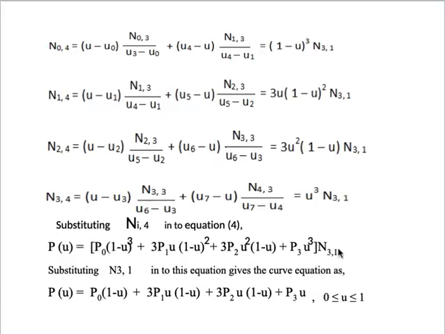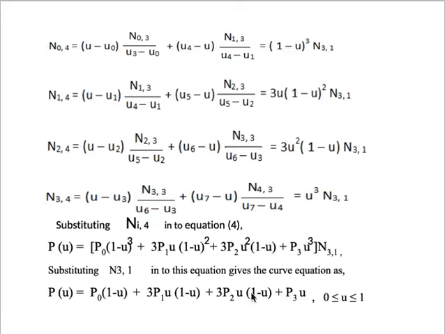So substituting this into this equation gives the curve equation. If you take this, we come to this equation: P0 (1 minus u) cube plus 3P1 u into (1 minus u) square, it should be square, plus 3P2 u raised to 2 (1 minus u) plus P3 u raised to cube, where u lies between 0 and 1.